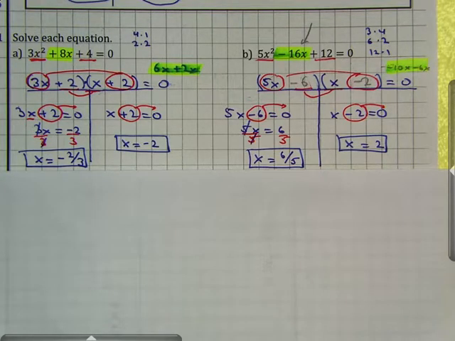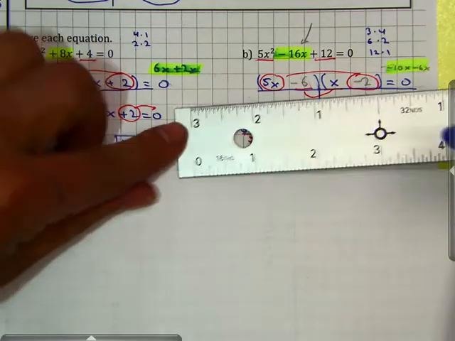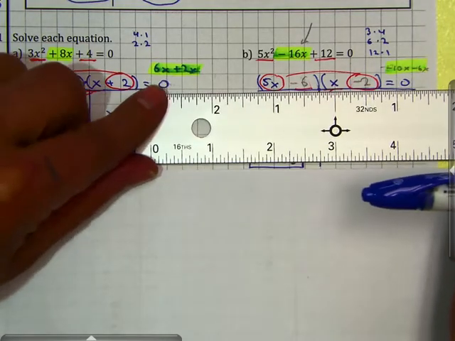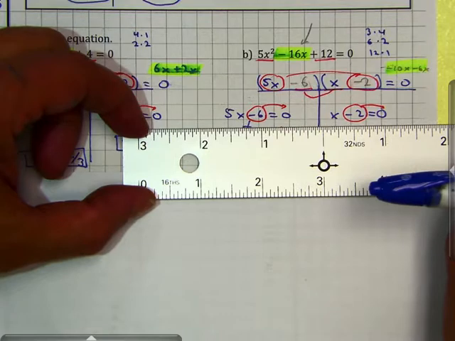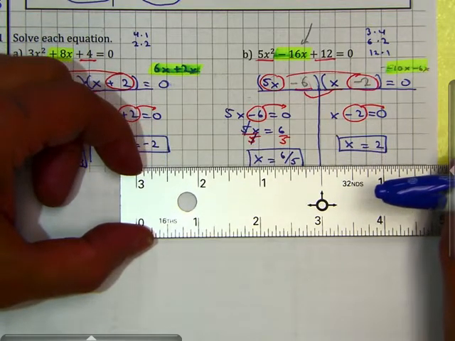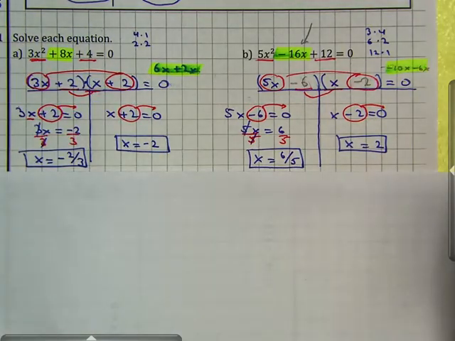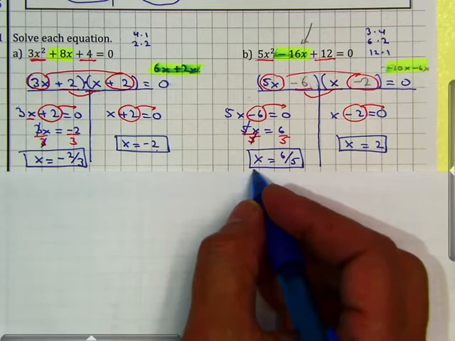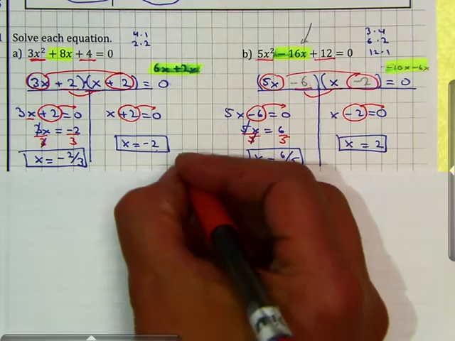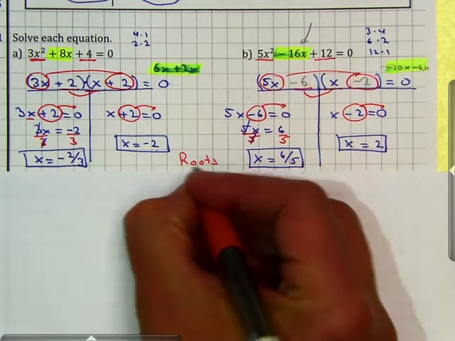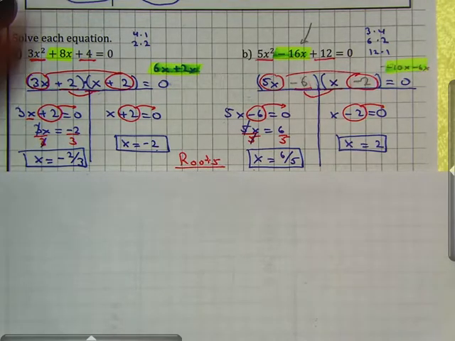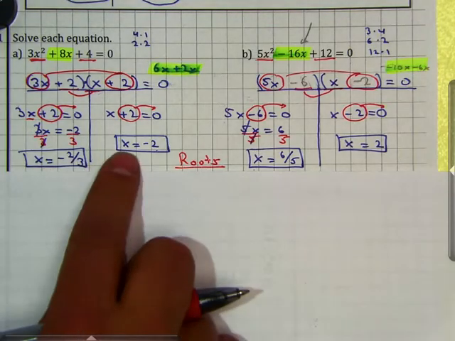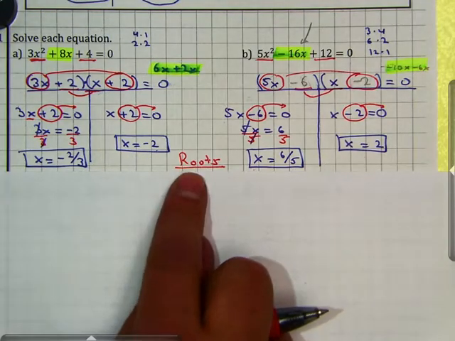So remember that we have already done this part. Now we are using our zero product property, making each one equal to 0 and solving each one separately, and that's our solution. Those are called roots as well. And you guys will see more of this word roots in Algebra 2. But for now, we can call them the solution or the roots.